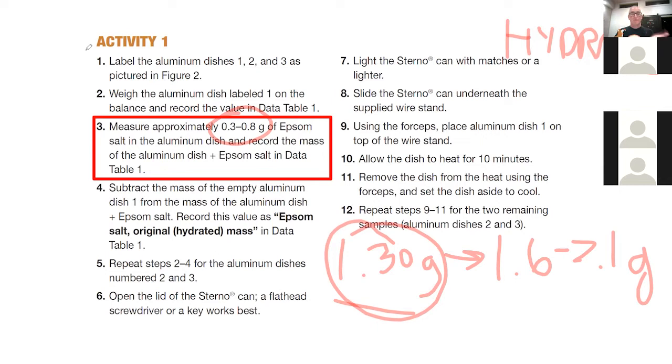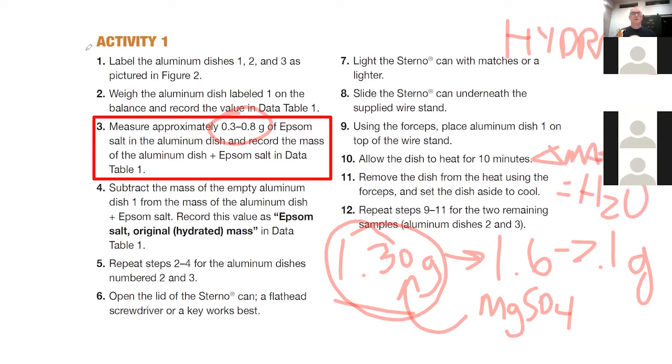Then we're going to heat it for 10 minutes. And then the mass of it after the heating, again, after we subtract the mass of the dish, that will be the mass of our magnesium sulfate. And the difference between the original mass and the mass after heating, so the delta mass, will be the mass of the water. So we'll have the mass of the water and the mass of the anhydrous salt, convert them both to moles, and we're done.